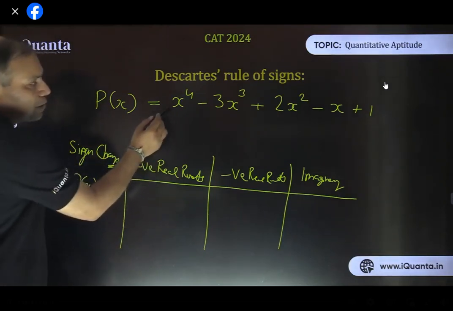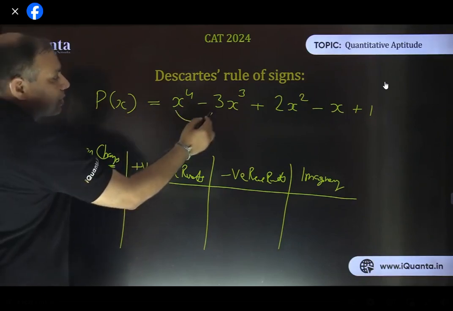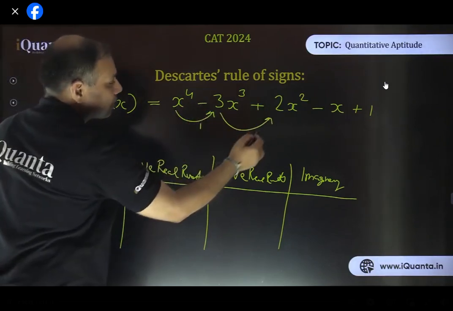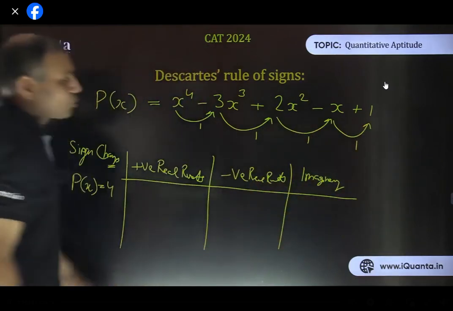So here the sign of coefficient was positive. Here the sign of coefficient was negative. So positive, negative. There is a sign change. So one sign change is here. From -3 to +2, so negative to positive. Again a sign change is here. From positive to negative. Again one more sign change is here. And from negative to positive. Again one more sign change is here. So there are 4 sign changes.